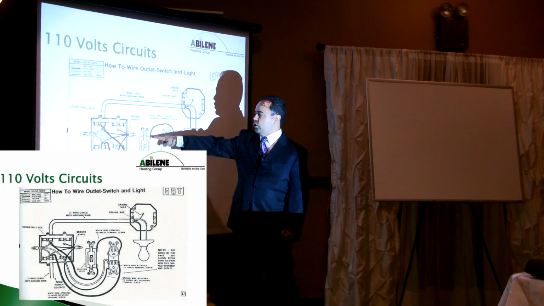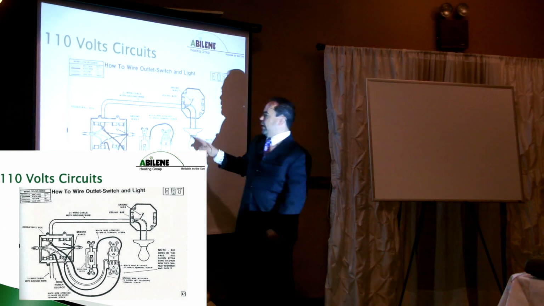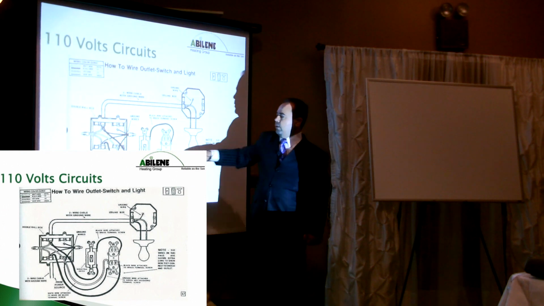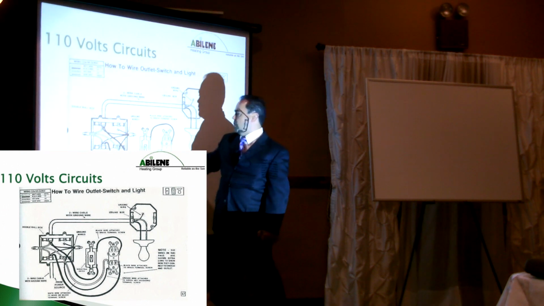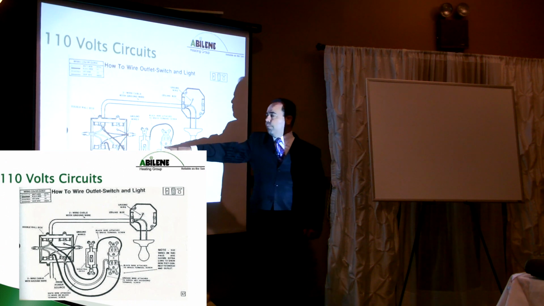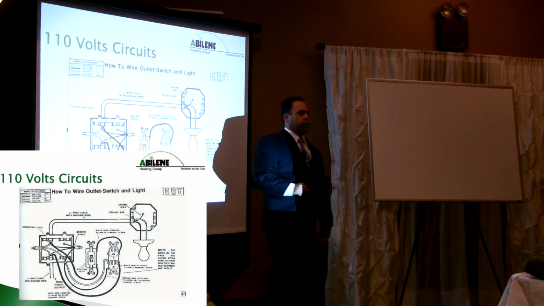That also feeds a switch. Neutral goes straight through to the light. When the switch is closed, it sends power to the light. When the switch is open, it doesn't send power to the light, but this is still energized, right? Because this is before the switch.